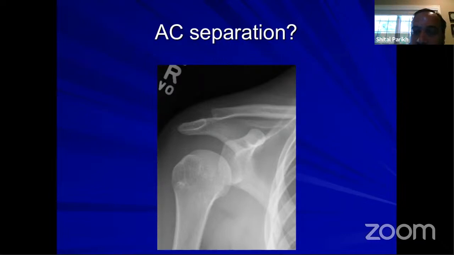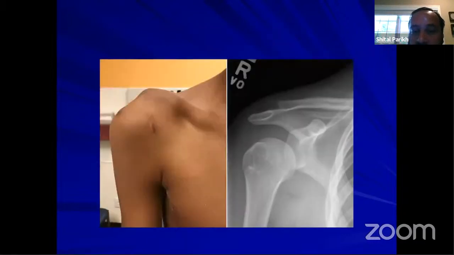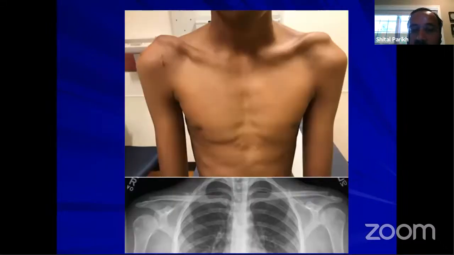The two things you can do to convince yourself that this is not a true AC separation. One is to clinically look at the patient. If you look at this patient, yeah, the AC joint is prominent, but how about the other side? Look at the clavicle on the other side. It's a bilateral normal AC joint for him. If you look at the other side, you can see the same X-ray. So this is not an AC separation, but it is a normal AC joint for this patient.